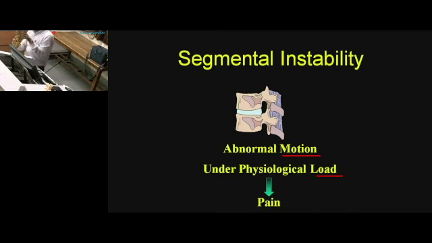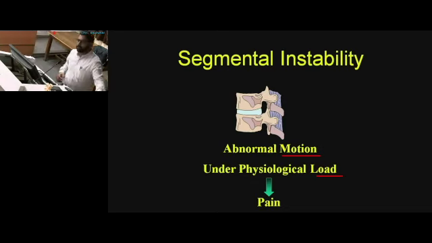And what will the body do to prevent this abnormal movement? The body will try to stabilize the spine. And how does it do that? It will do so by formation of extra bone, that is osteophyte. The osteophytes, when they are formed within the canal, will lead to compromise of the canal, and it will lead to spinal canal stenosis, which will ultimately lead to compression of the neural structures, and the patient will have radicular pain.